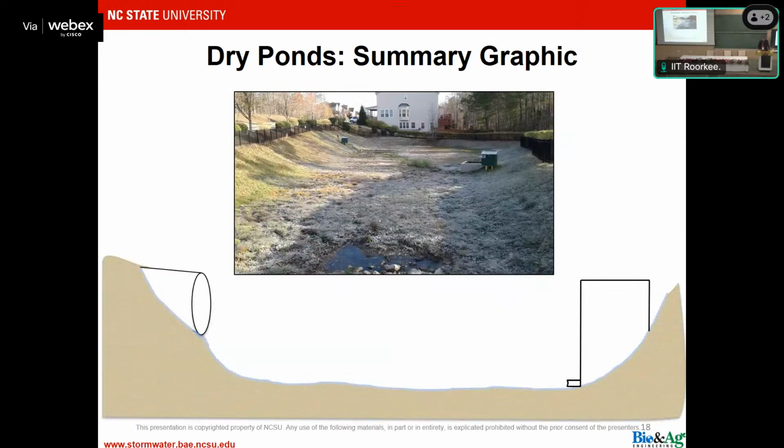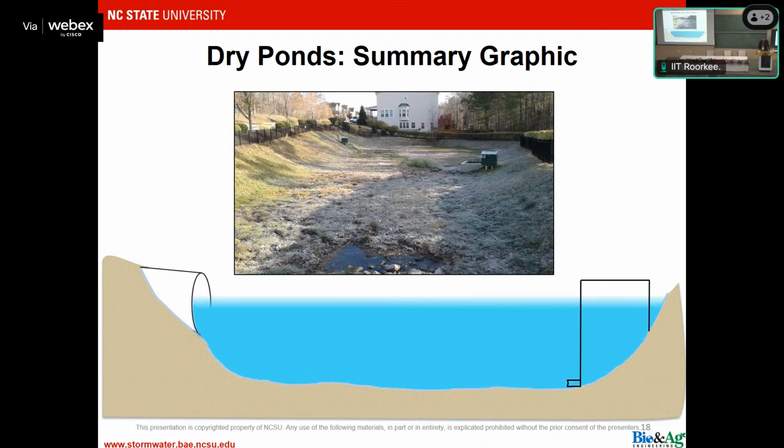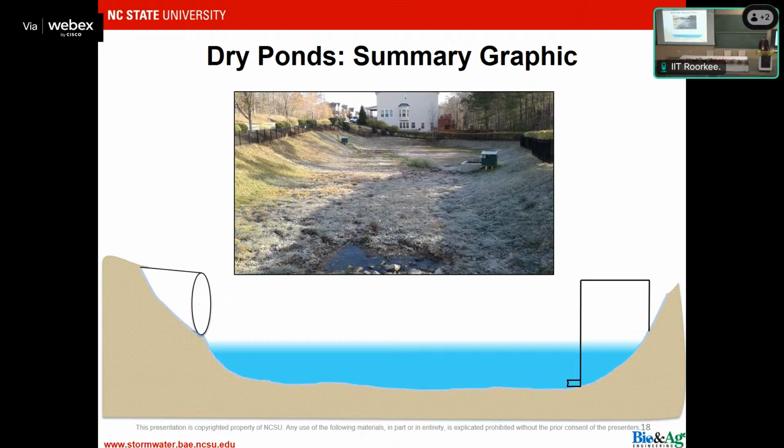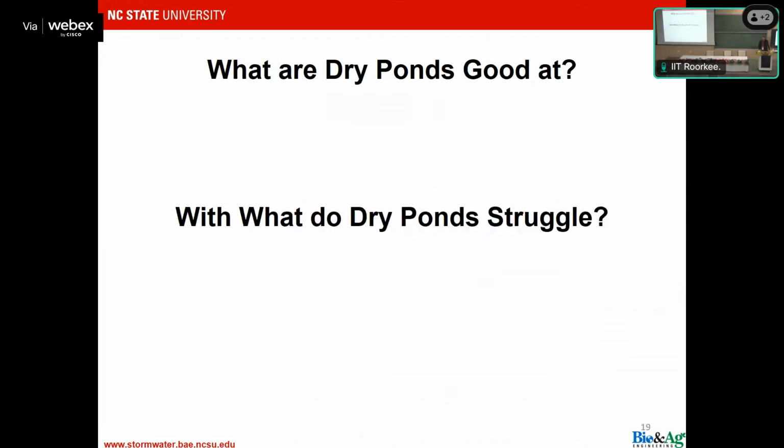So if you want to sum it all up, it rains, the water goes in, fills it up, and then over the course of 2 to 5 days, it draws out through the orifice. That, y'all, is a dry pond. Are you ready to move to the next one? Okay. Let's talk about what dry ponds are good at.